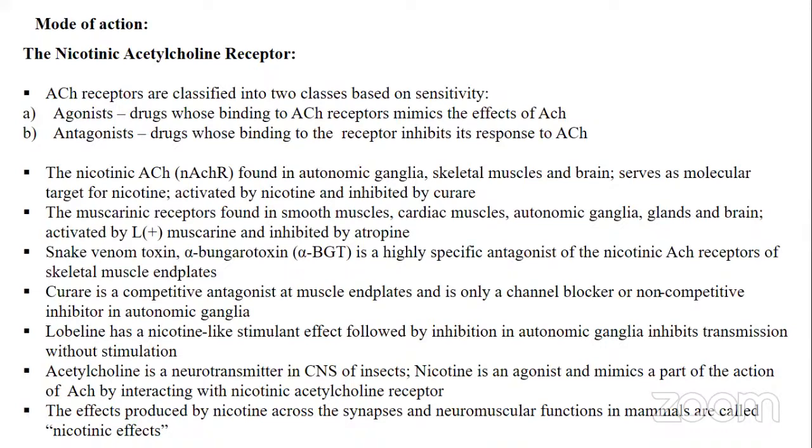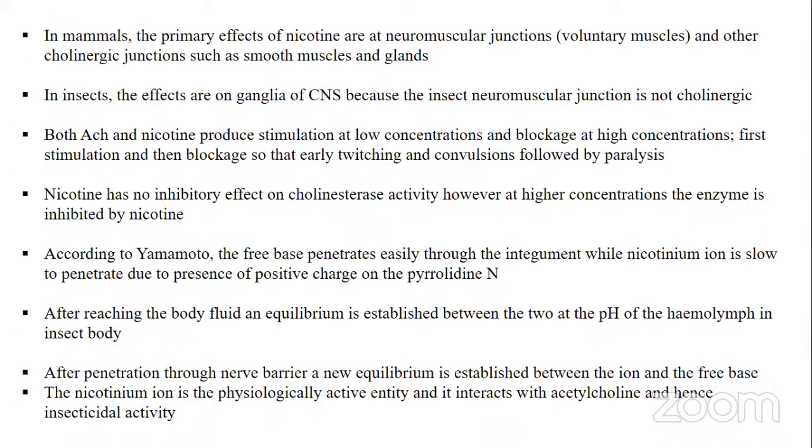Acetylcholine is a neurotransmitter in the central nervous system of insects. Nicotine is an agonist and mimics a part of the action of acetylcholine by interacting with the nicotinic acetylcholine receptor. The effects produced by nicotine across the synapses and neuromuscular junctions in mammals are called nicotinic effects. That is the reason it is banned in India and there are some restrictions in other countries too.